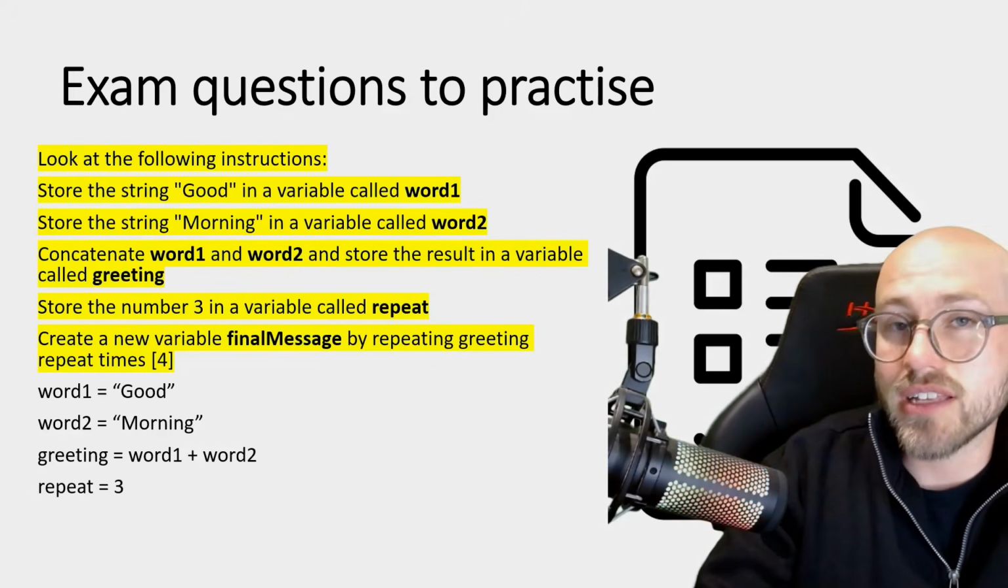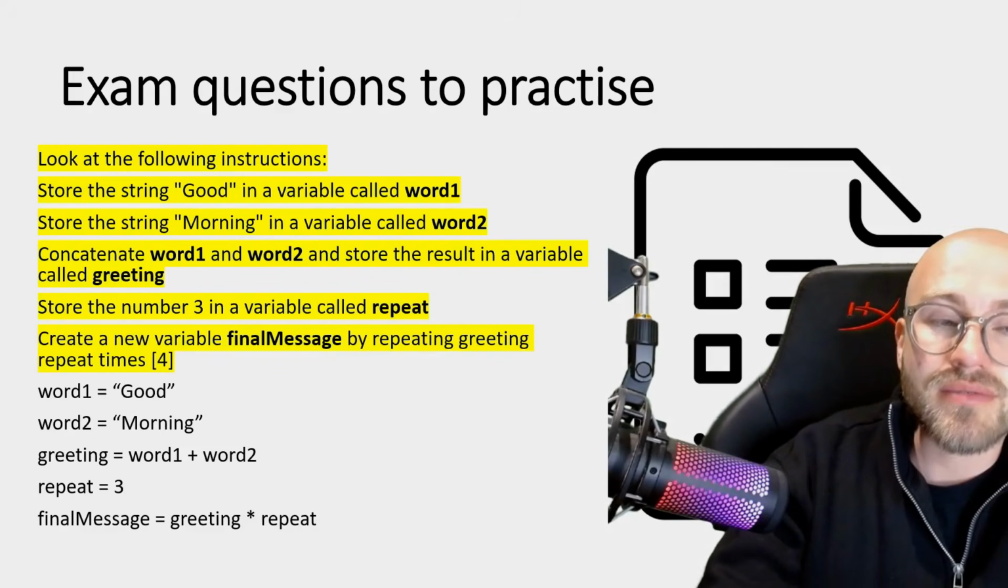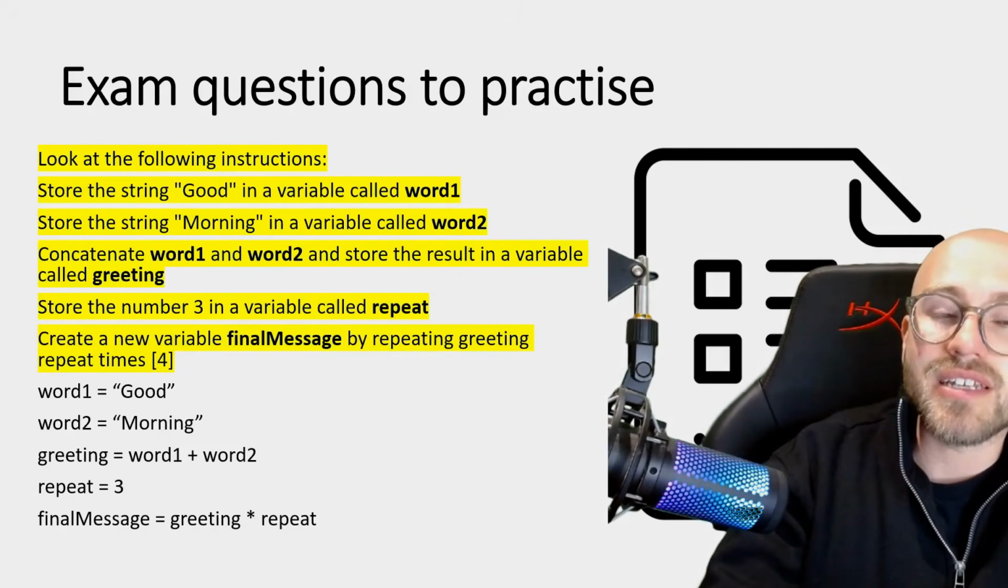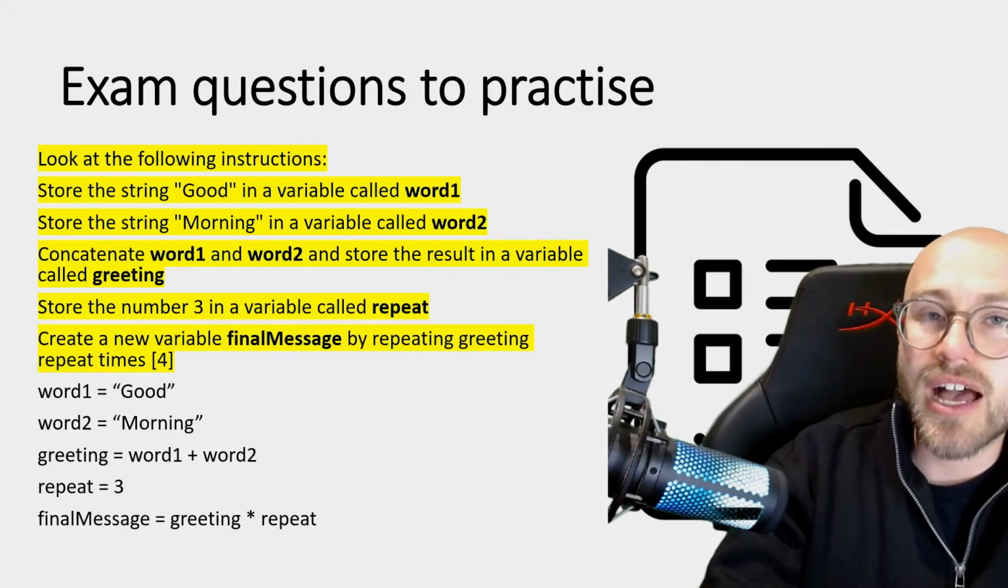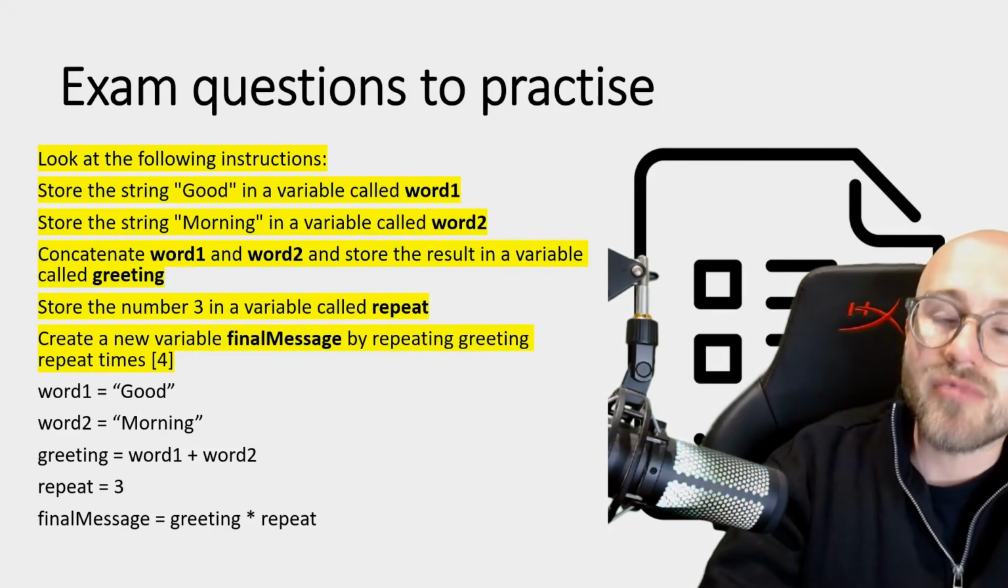Then we're going to store the integer 3 in the word repeat. And then finally, we've got final message equals greeting, multiply, which is little asterisk, repeat.